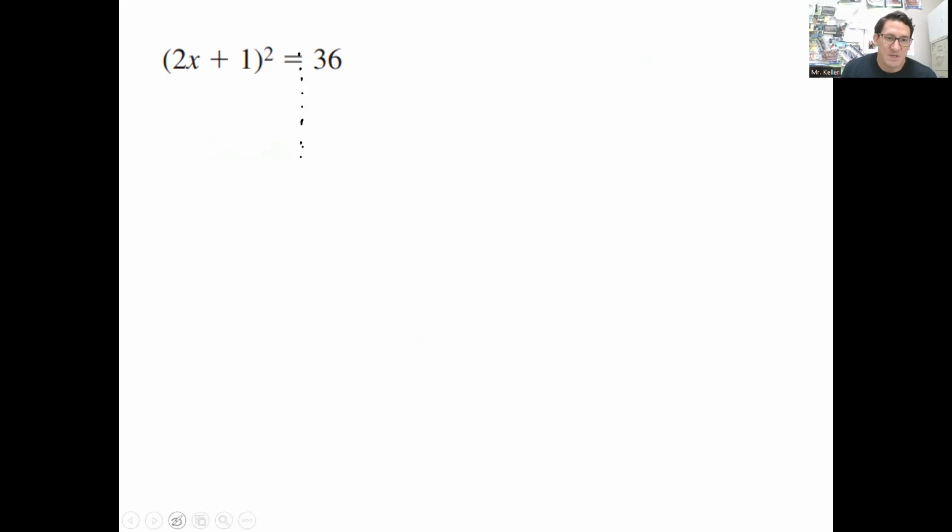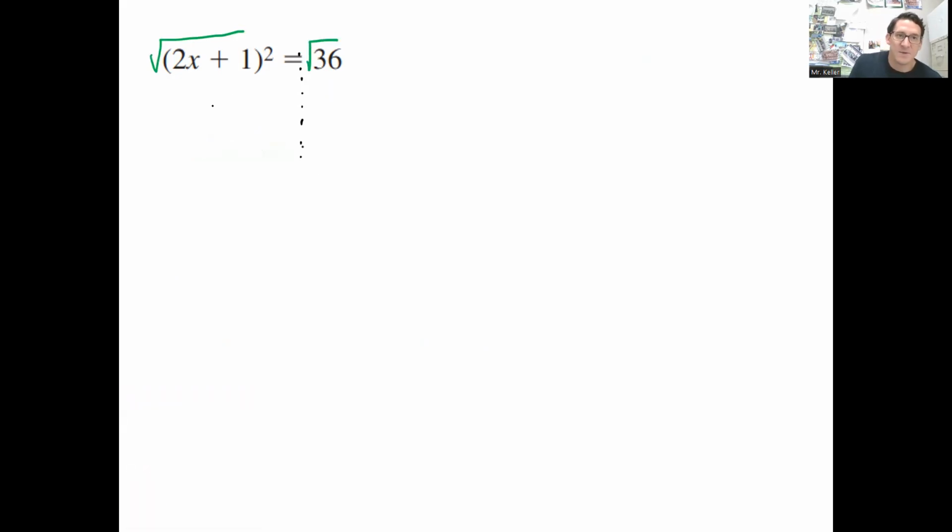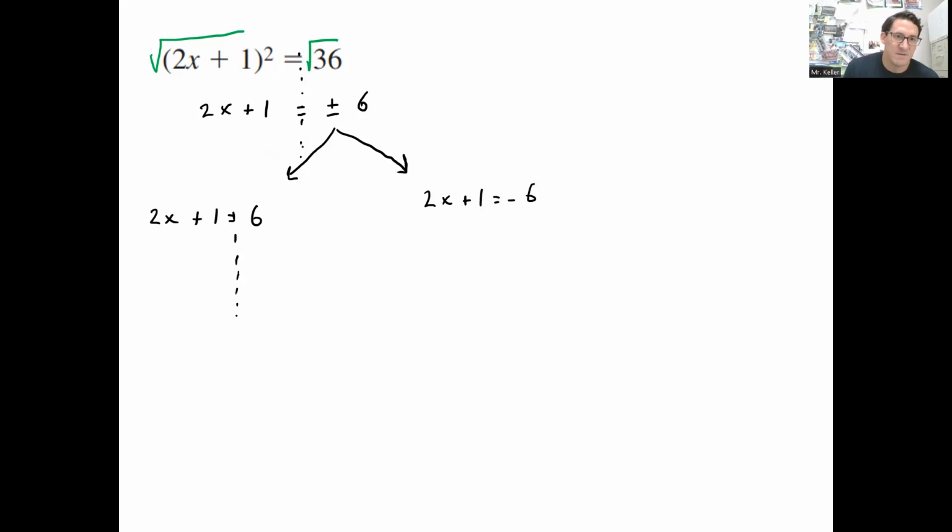So the first step I need to do is take the square root of both sides. There's nothing on the outside, so I don't need to worry about that. This one is going to come out to 2x plus 1 is equal to the square root of 36, which is plus or minus 6. Again, with the plus or minus, we need to separate it out into two equations. So I get 2x plus 1 is equal to +6, and 2x plus 1 is equal to -6. And then I just solve each of these individually from here.